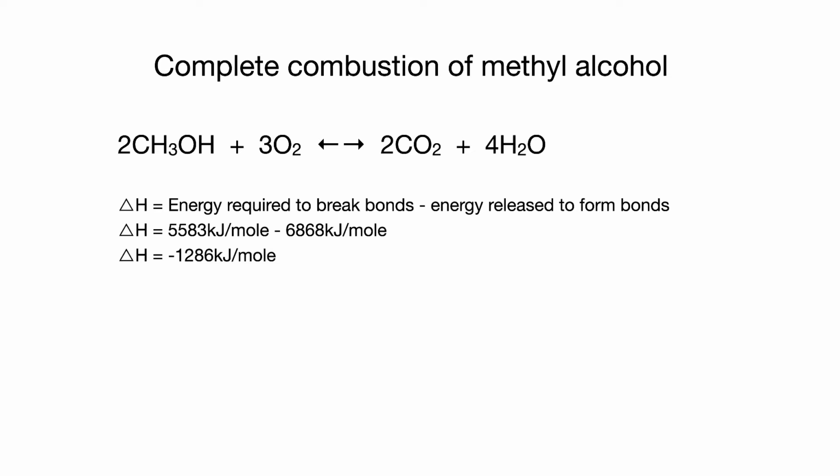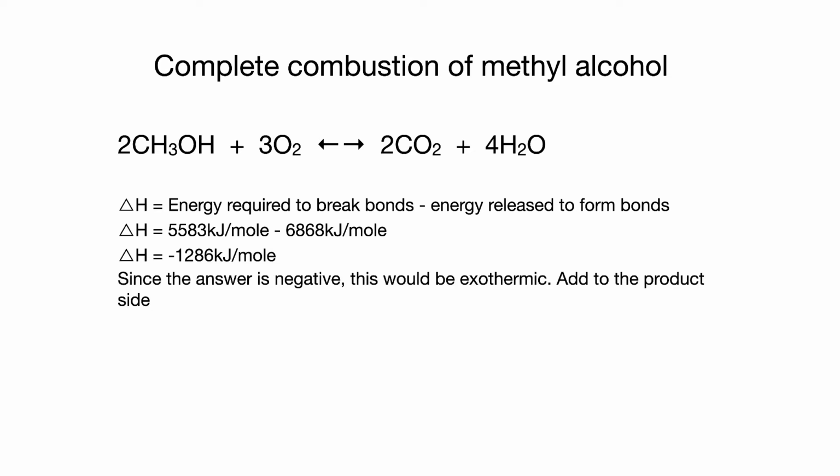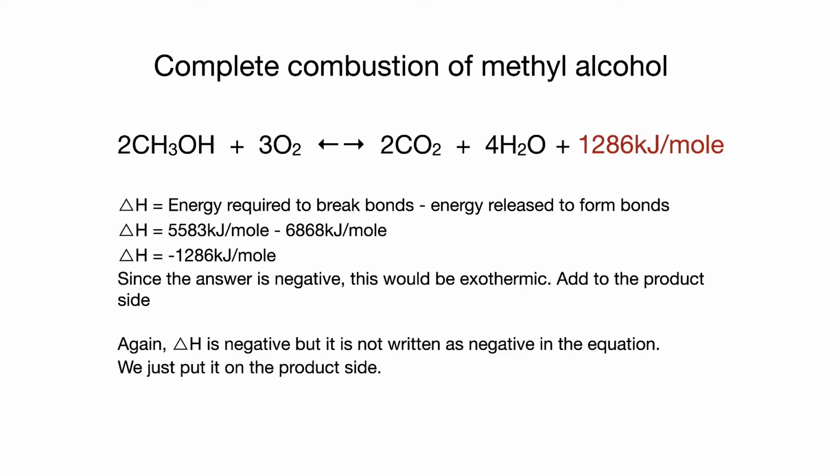So what does this tell us? Look, there's a negative sign right there. Since it's negative, this is an exothermic reaction, and this value would go on the side with the products. Okay, there it is. Again, no negative sign. That negative sign just tells us which side it goes on.